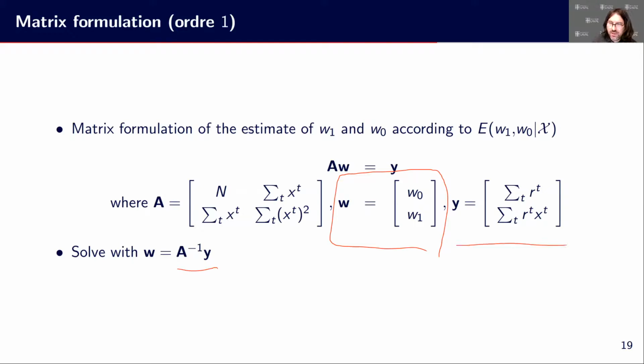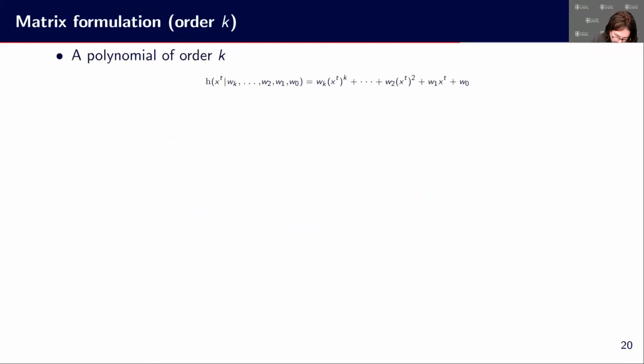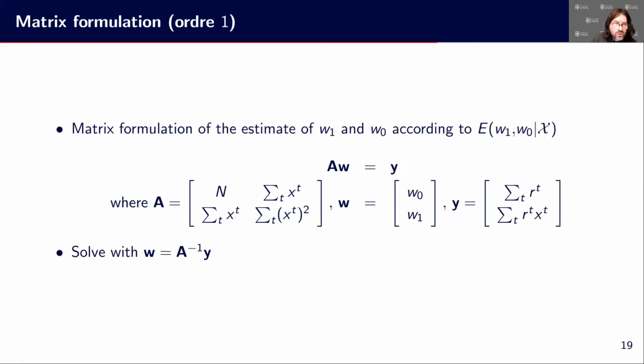So Y is basically the RT and the XT. And so that way we can directly obtain the parameters W1, W0 that we need to use in terms of minimizing the least square error.